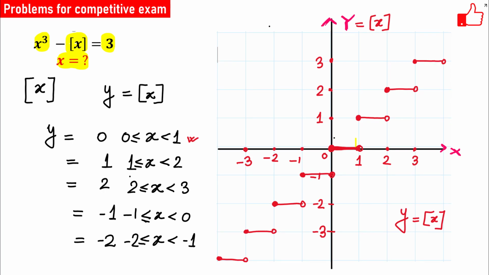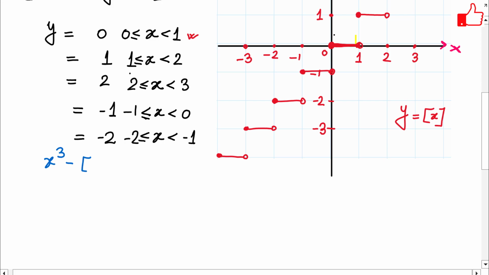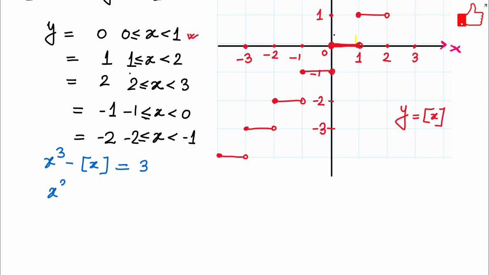Now let us consider the equation that is given to us. So this is the equation, x cube minus greatest integer x equals 3. So I can write this as x cube minus 3 equals greatest integer x. Now one way to solve equations is by plotting. So what I can do is, I can plot left hand side and I can plot right hand side, and then I can see where these graphs cut. So basically this graph we have already plotted, that is y equals greatest integer x.